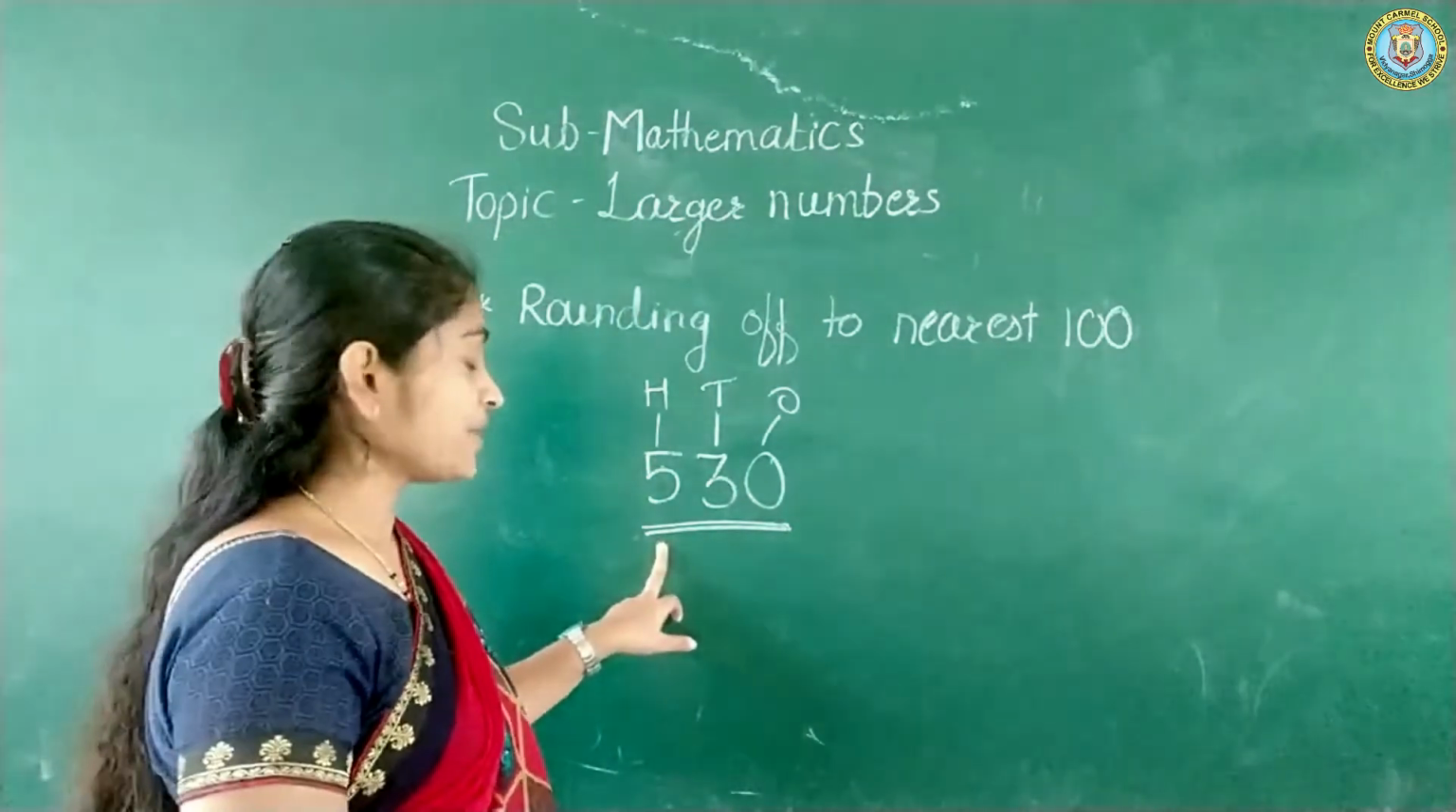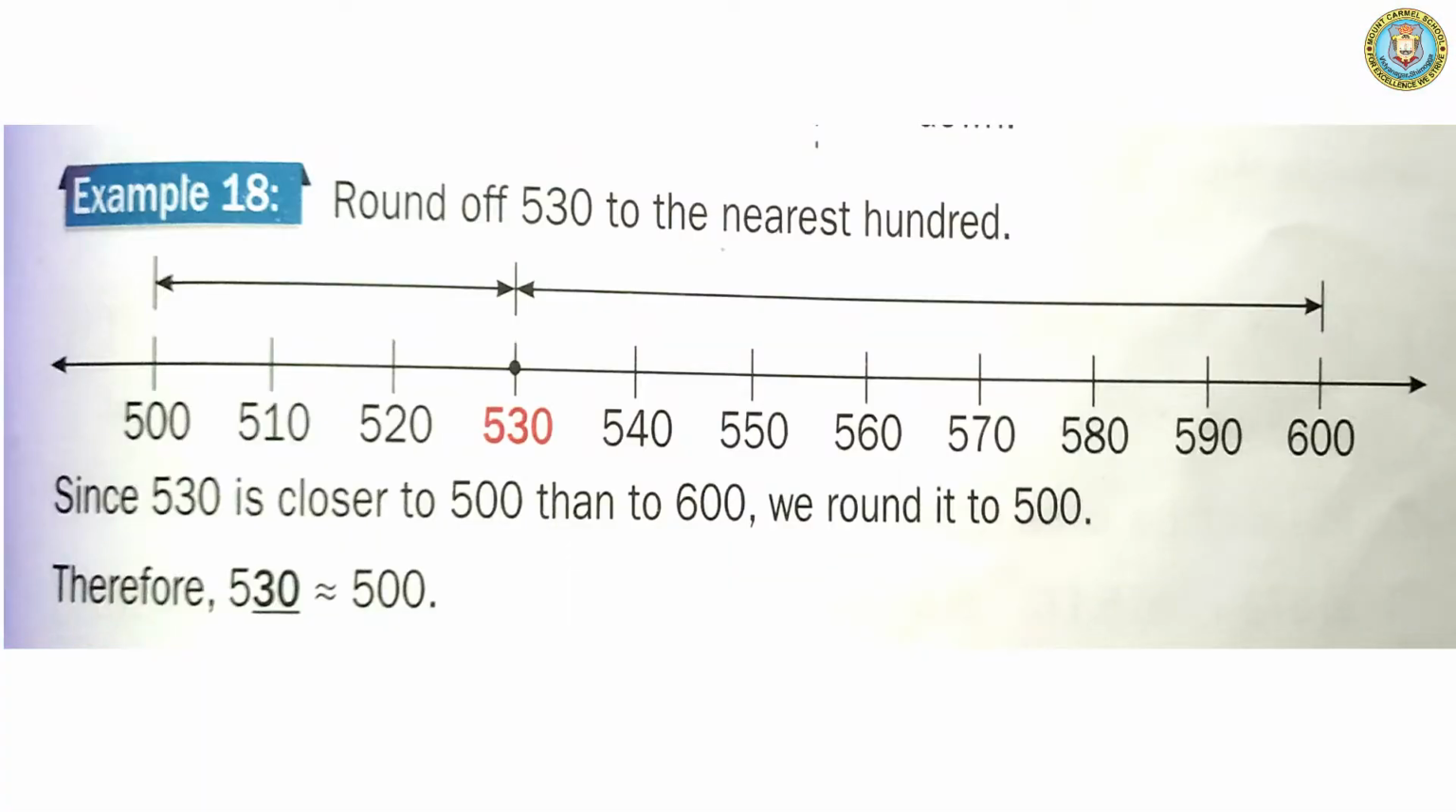Let us check the image once again. Here you can see the line, and from 500 to 600 they have made the parts. In that, 530 is nearer to 500, isn't it? Yes. Now the number 530 is nearer to 500, so the rounding off of 530 is 500.